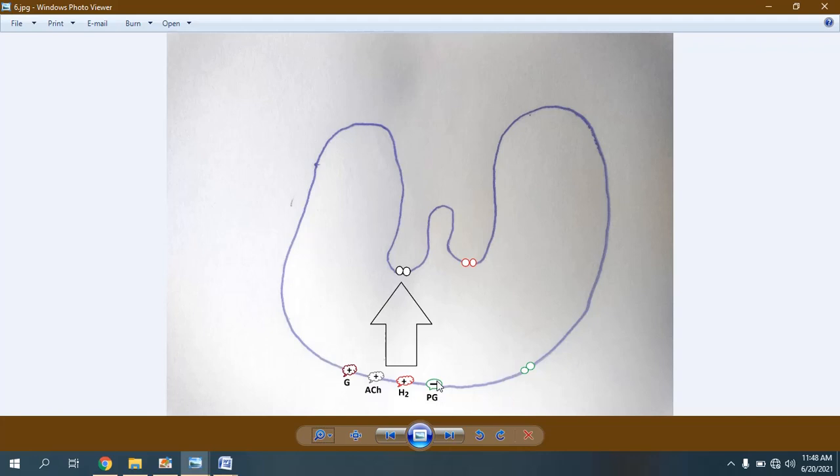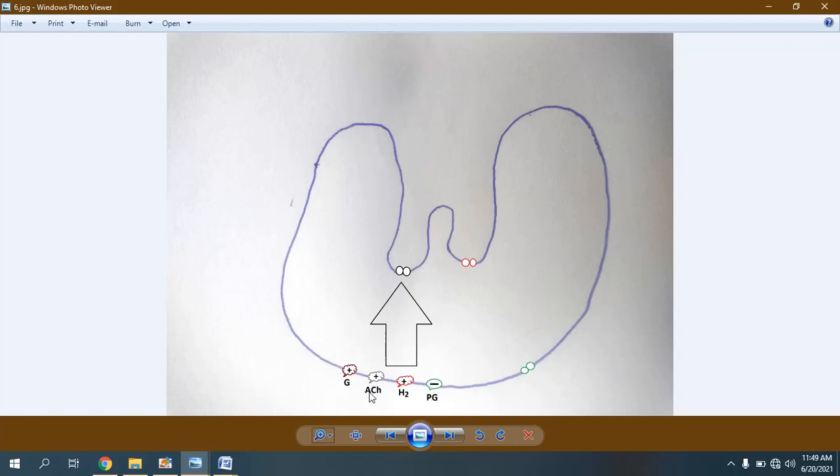Similarly, this receptor inhibits the formation of the second messenger. That second messenger is responsible for the activation of protein kinase, and that protein kinase later on is responsible for the activation of the proton pump. So this is the inhibitory receptor which inhibits the formation of the second messenger.